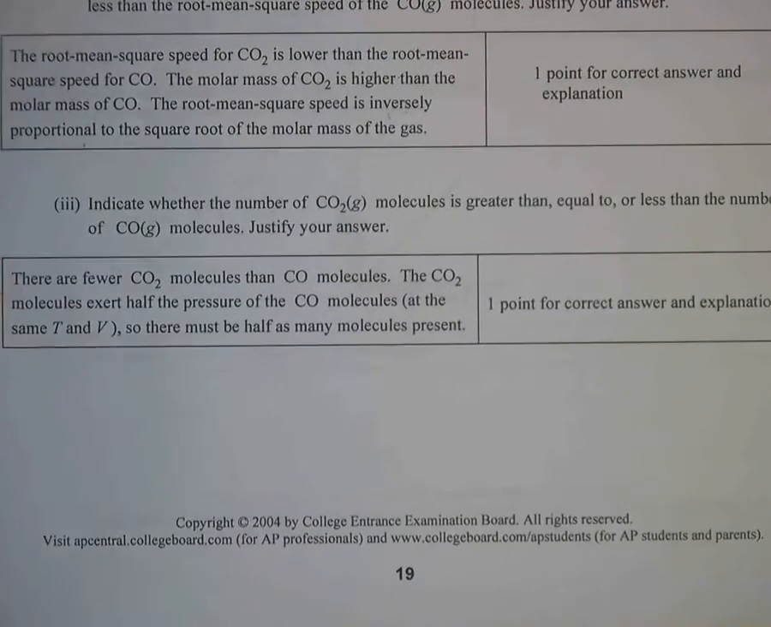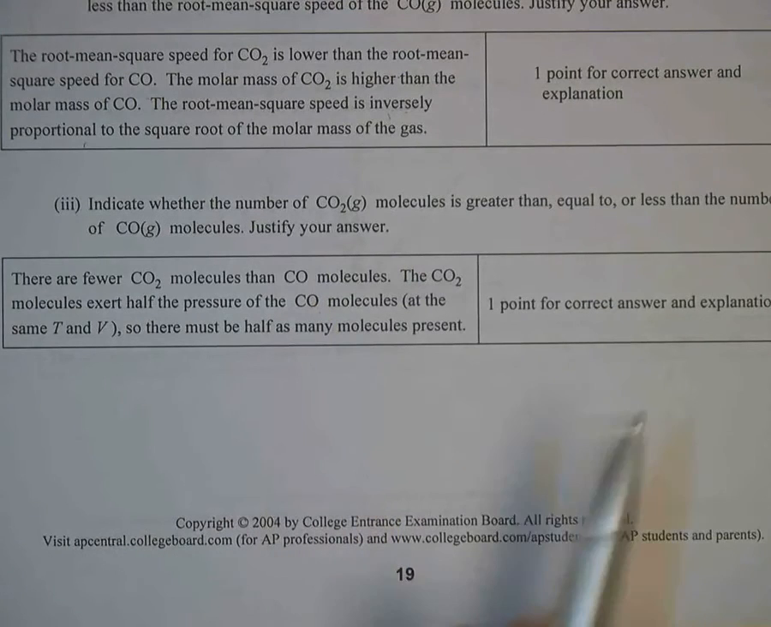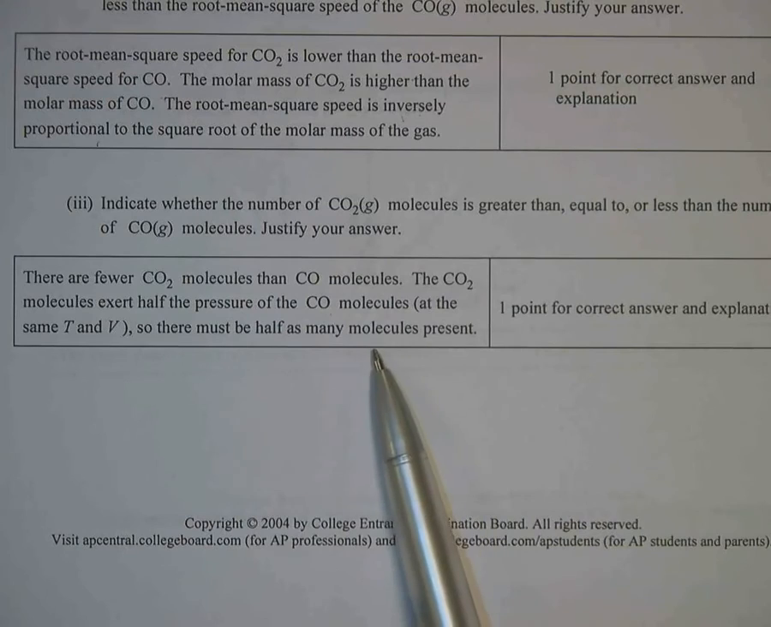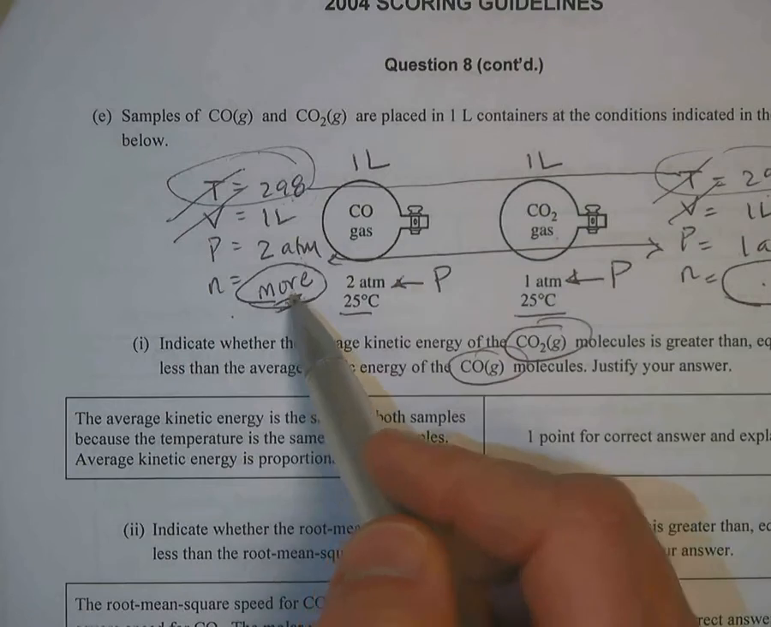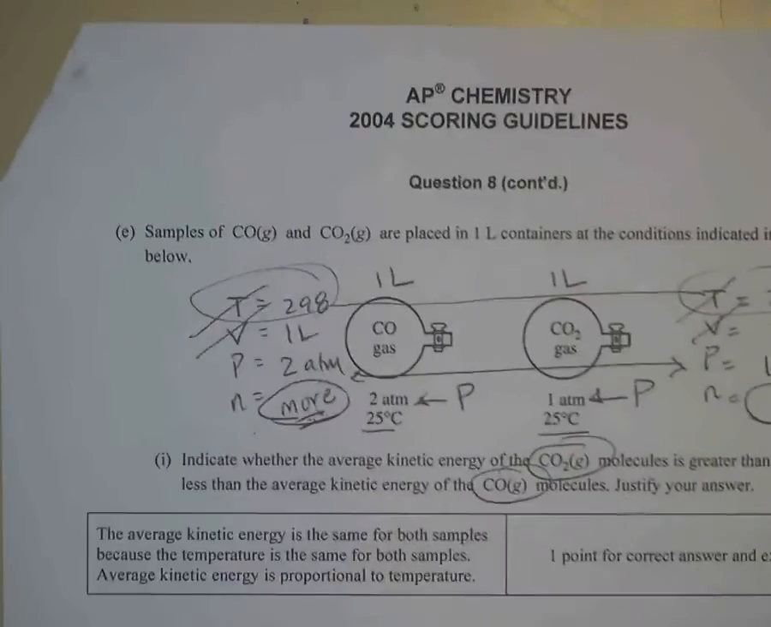Let's read their answer. There are fewer CO2 molecules than CO molecules. The CO2 molecules exert half the pressure of the CO molecules, so there must be half as many molecules. And that's what we predicted, was that there were more molecules up here of CO. As a matter of fact, there's twice as many. Okay, that's one problem. Let's take a look at another.